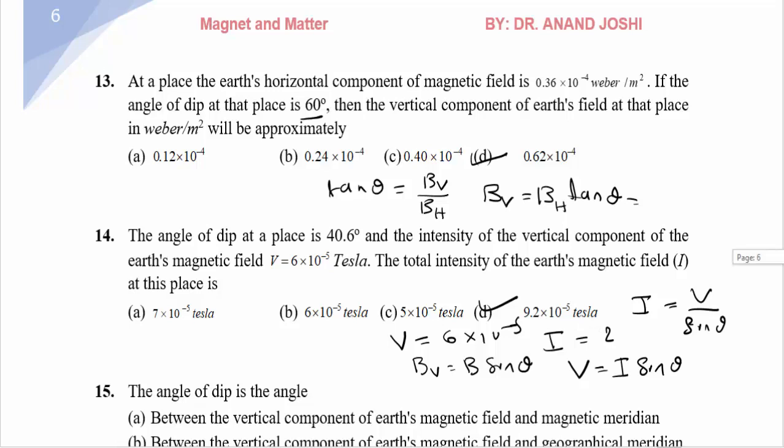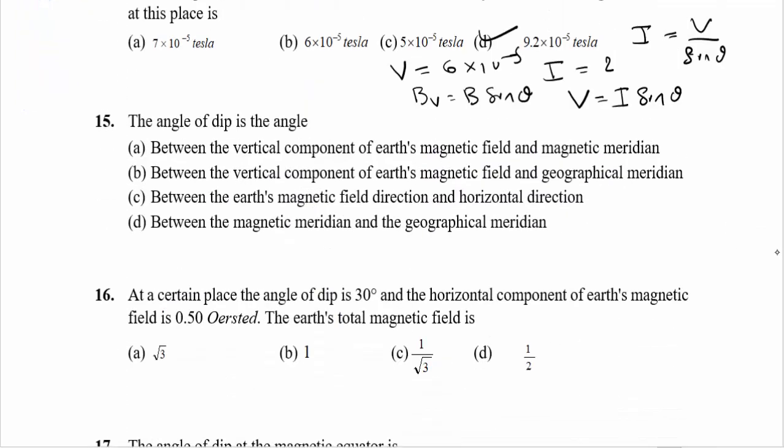Okay, next question. The angle of dip, what is the angle of dip? Definition, very simple. It is the angle between the Earth's magnetic field and the horizontal component. Means option is C. So 15th is C. That is the angle of dip definition.